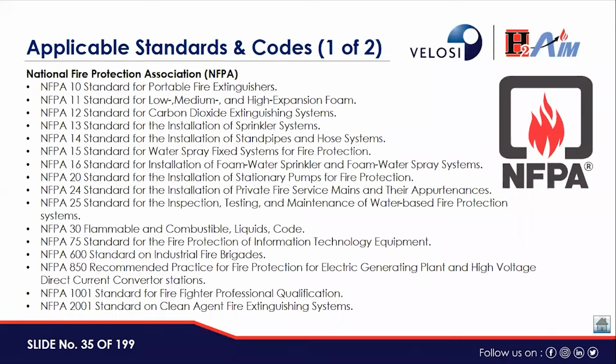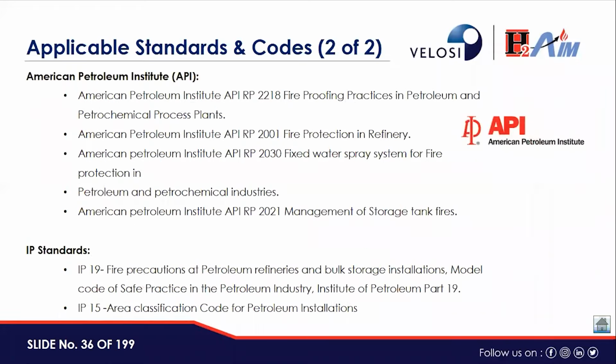These are the applicable standards and codes. These are for the NFPA. It provides a wide range of standards from NFPA 10 to NFPA 2001. NFPA 10 is a standard for portable fire extinguishers. Then NFPA 11 is a standard for low, medium, and high expansion foam. Similarly, NFPA 2001 is a standard on clean agent fire extinguishing systems. We have other types of standards as well, like American Petroleum Institute standards, and then IP standards as well.